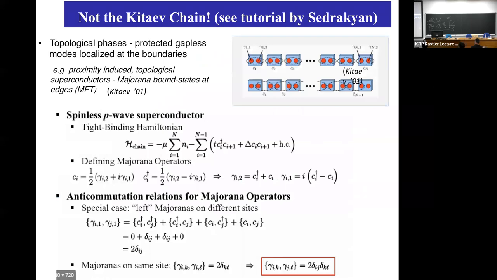So a quick comment, this is not the Kitaev chain. The Kitaev chain, as we learned from Sedrakian in a very nice tutorial, is a quadratic p-wave superconductor, and the superconductivity is induced from the outside. We impose the superconductivity by giving the expectation value delta to C dagger C dagger, C C, and C dagger C. It's not that the model generates it internally through its interaction.